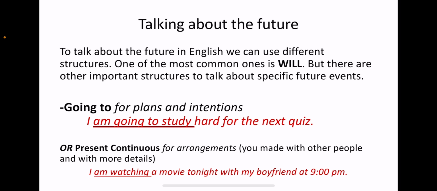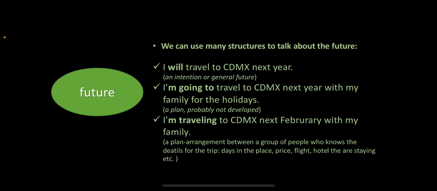So it's possible to use the present continuous for plans that are very detailed in the future and that involve more people. We call that an arrangement. So there are many structures that we can use. And we can use will for an intention, general future. We can also use will for predictions, for promises, etc.